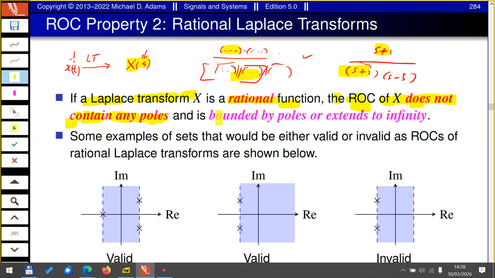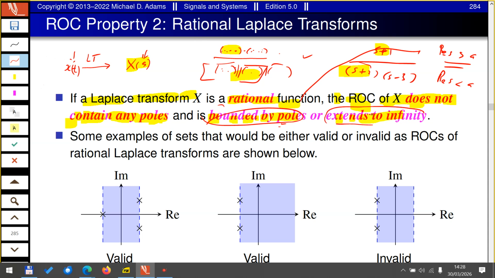The other thing is that it's bounded by poles or extends to infinity. There are two possibilities. It will either be bounded by poles, and the reason for this is that we have seen conditions like this: the real part of s greater than a. So you see, you bound it from the left side. And when you say real part of s is less than a, you bound it from the right, because these are the only possibilities, so it will be bounded by poles. Or it extends to infinity. When there is no bound, it will extend to infinity. There is no third possibility.